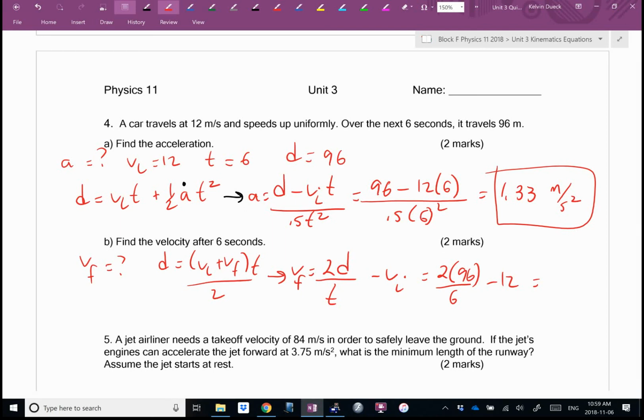96 divided by 6 is 16, isn't it, Mr. Dueck? Times 2, 32 minus 12. Is it 20? No? Yeah? Even? Right? Meters per second.